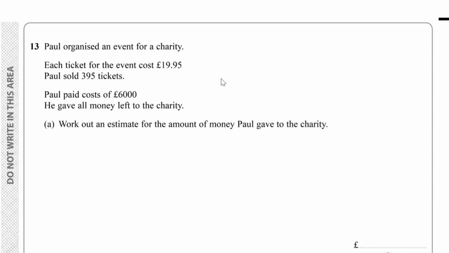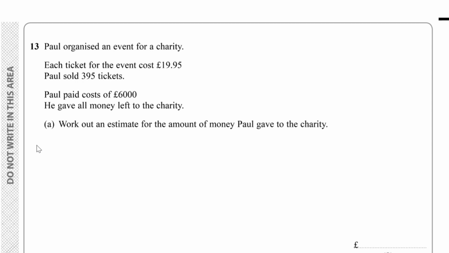Question number 13. Paul organised an event for a charity. Each ticket for the event costs £19.95. Paul sold 395 tickets. Paul paid costs of £6,000. He gave all money left to the charity. We have to work out for part A an estimate for the amount of money Paul gave to the charity.